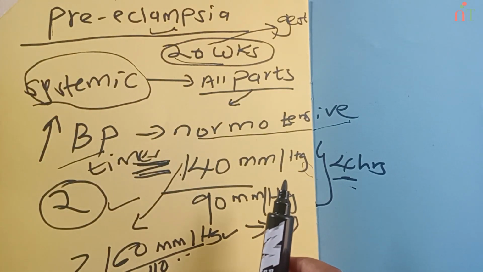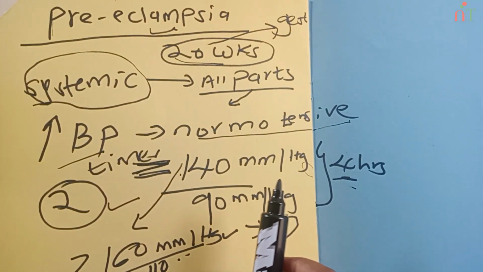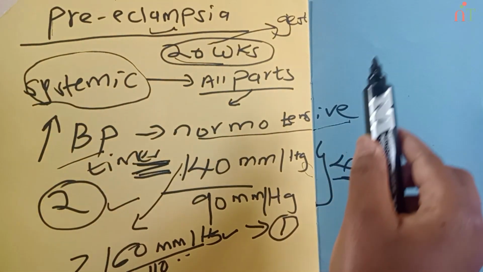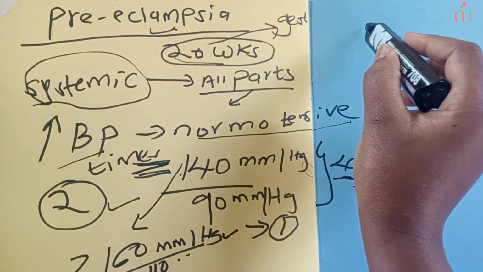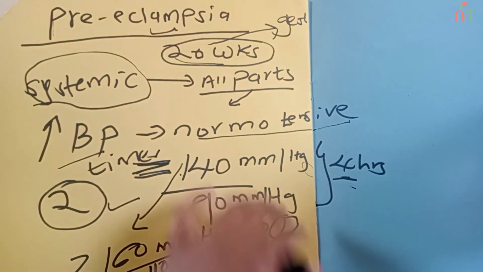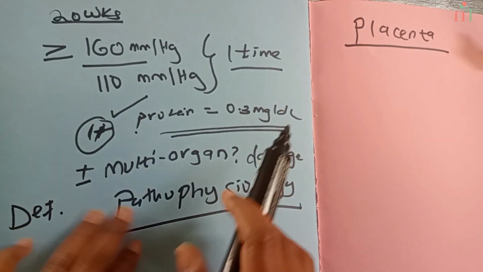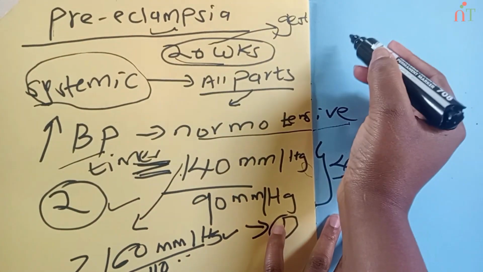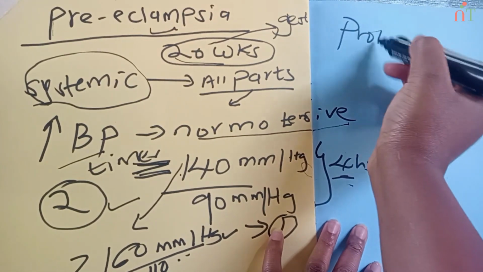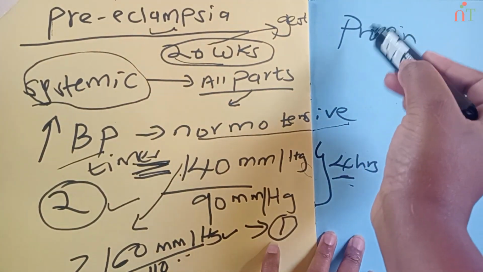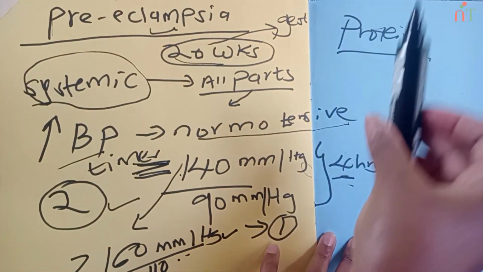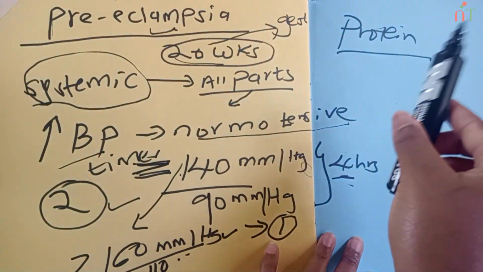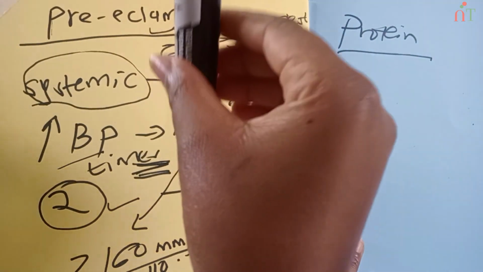And then preeclampsia is characterized by a high blood pressure reading, but it is also characterized by the presence of protein in the urine. So if there is protein in the urine, then it is also a clear indication that this mom has preeclampsia, because protein is not supposed to be present in the urine.